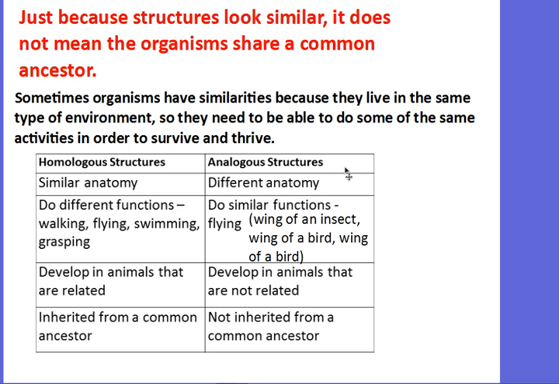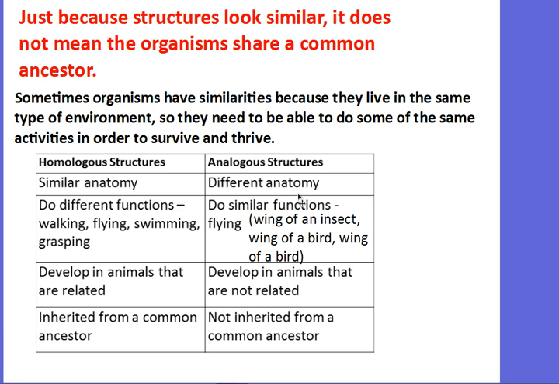Sometimes structures are analogous, meaning when we look underneath at the anatomy, how it's put together, they're put together differently. They do similar functions, so analogous structures for flying, like the wing of an insect, the wing of a bird. This should say the wing of a bat. I have wing of a bird twice. Sorry, it's a typo. So all different kinds of wings. They develop in animals that are not related. They're not inherited from a common ancestor. Okay, so just because two animals have wings does not mean they have a common ancestor.